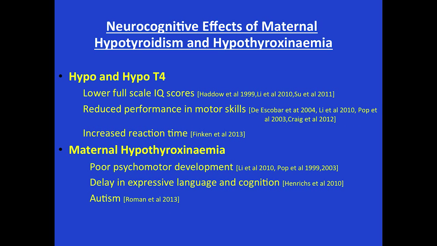So what can we conclude about the neurocognitive effects of maternal hypothyroidism and hypothyroxinemia? Well, both these conditions have shown lower full-scale IQ scores, reduced performance in motor skills, and increased reaction time, as I've said. In addition, maternal hypothyroxinemia has shown evidence of poor psychomotor development and delays in expressive language and cognition, and I keep coming back to the autism. So I think the current data do suggest an increase in pregnancy loss, gestational diabetes and hypertension, preeclampsia and preterm delivery in women with subclinical hypothyroidism.